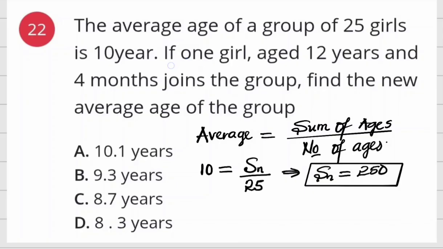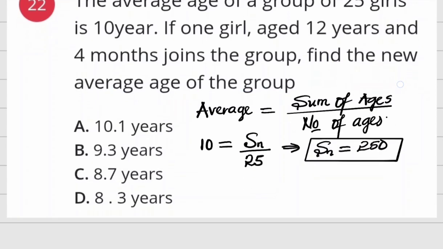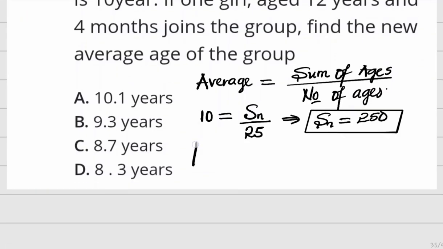Noted. And we are now told that if one girl aged 12 years and 4 months joins the group, it means the number of ages will be increased by 1. That is, the total number of people whose ages we are calculating will give us 26. We now have to find the new average age of the group.